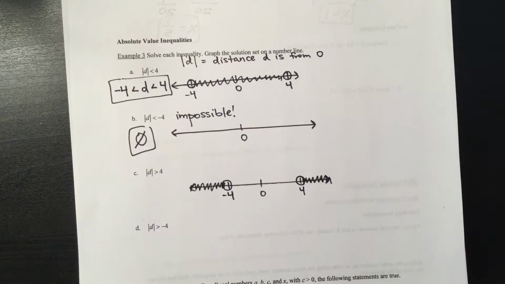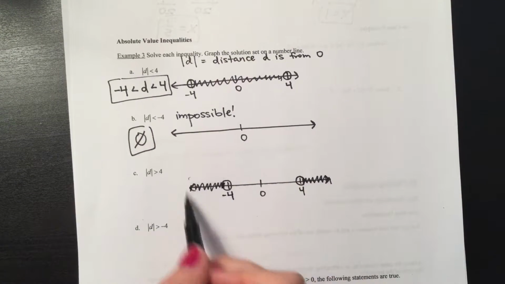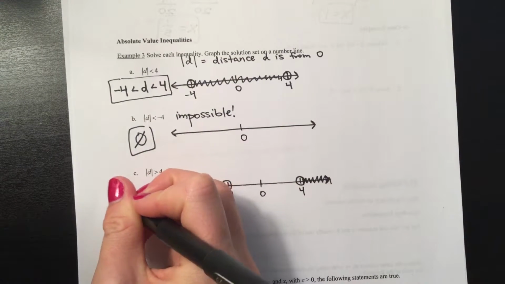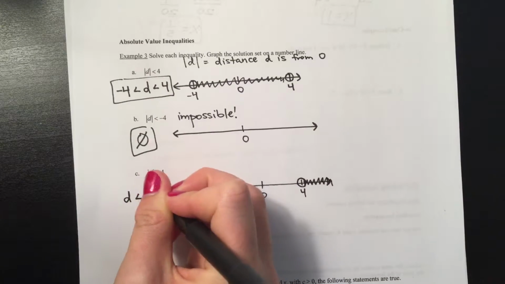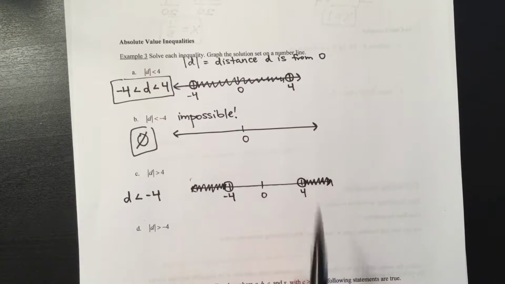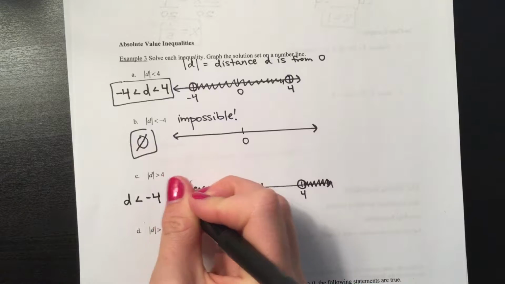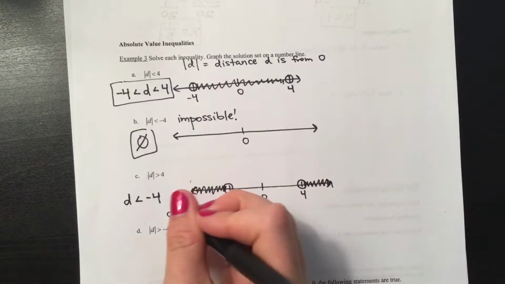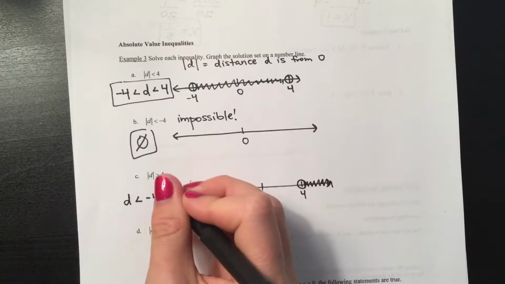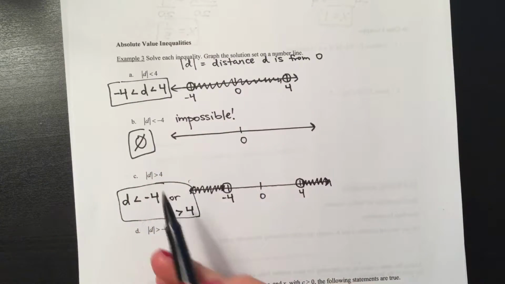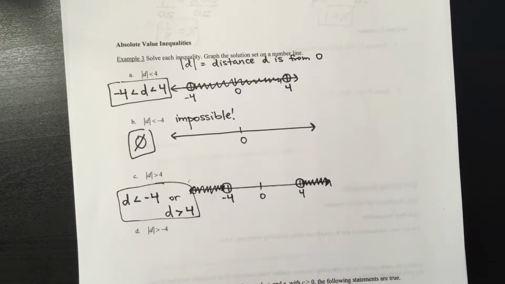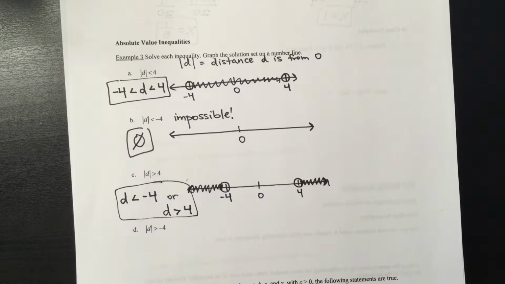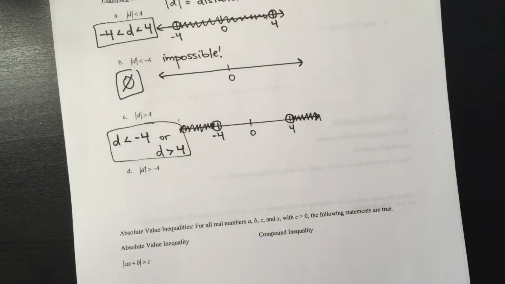So let's see what the inequality would look like. This piece right here is the same as saying that D is less than -4. And then remember, when I have 2 separate pieces like this, I do an or. Or D is greater than +4. Okay, so that's what this turns out to be. When I have the absolute value with a greater than, it turns out to be an or inequality with two separate pieces. Now finally this one.